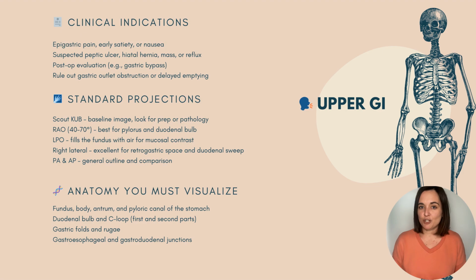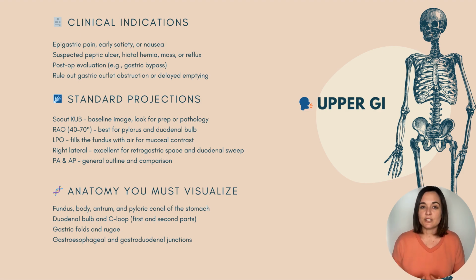You must capture the fundus clearly, the body, antrum, and pyloric canal of the stomach, the duodenal bulb and C-loop, the first and second parts, the gastric folds and the rugae, the gastroesophageal and gastroduodenal junctions. Standard projections include Scout KUB, that's your baseline image. We get this for prep or pathology.